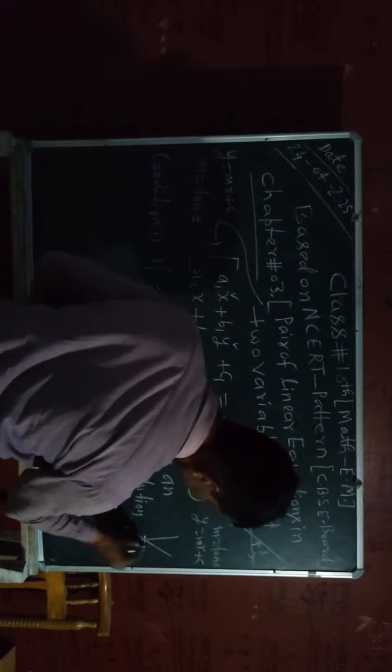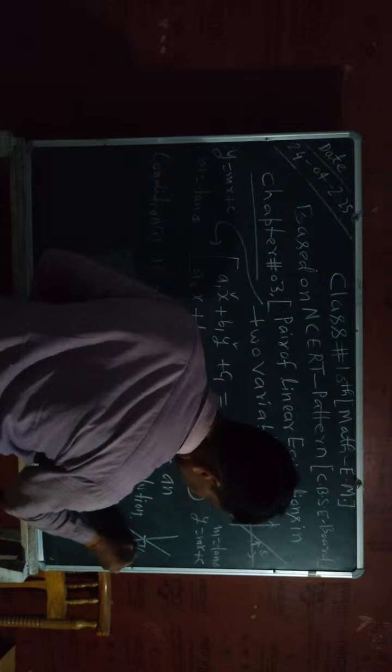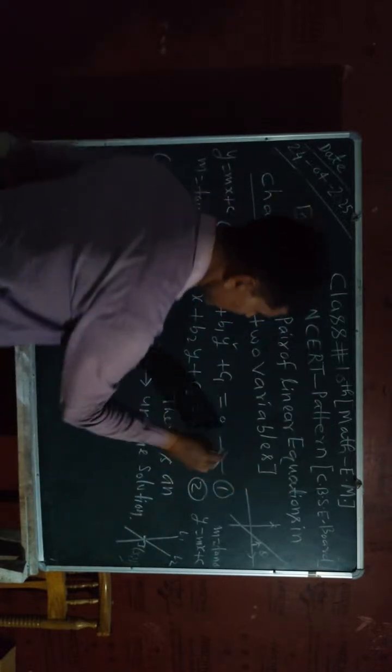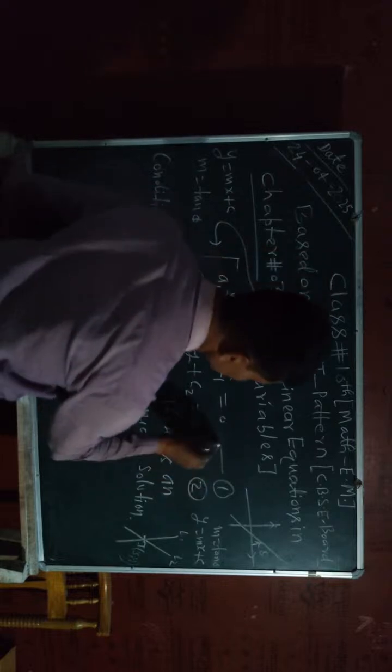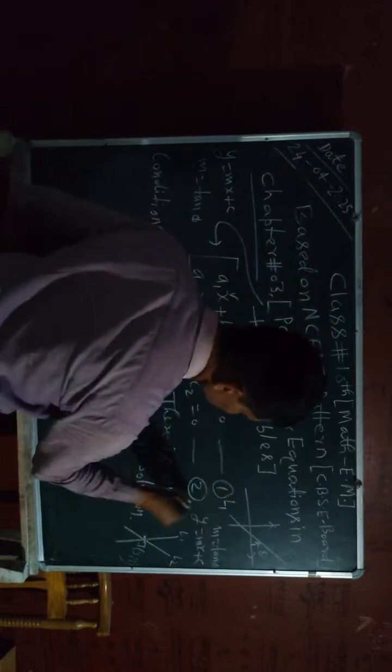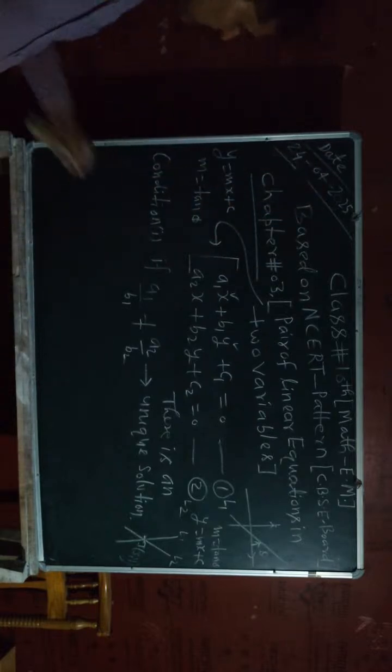This is the point of intersection, and this point of intersection I will write as (x, y). This is line L1 and this is line L2. Okay student, this is condition number 1.